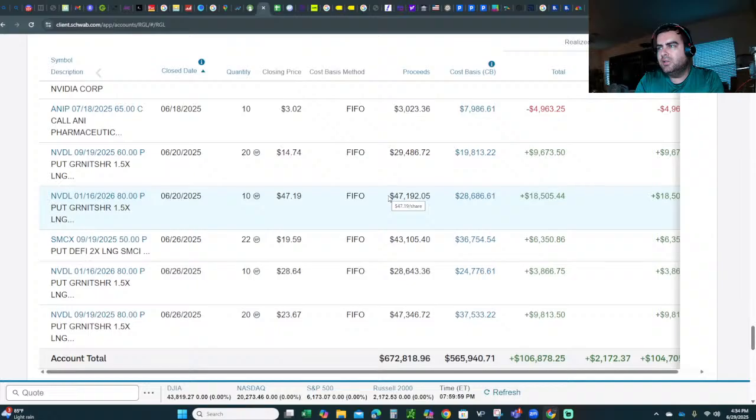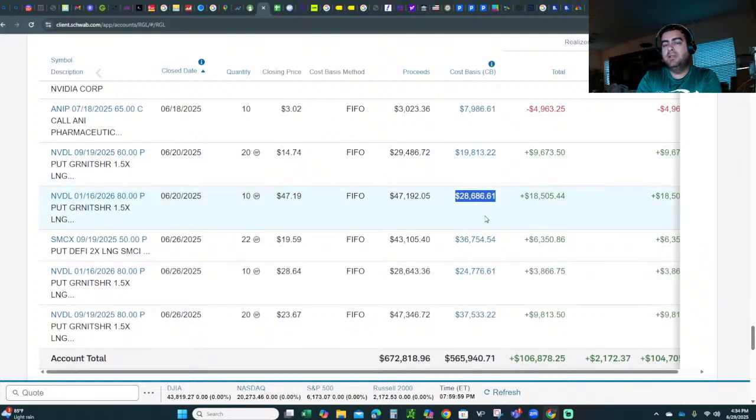Now, what you'll notice is, I collected this much in premium for selling to open, and then I bought back because Nvidia had a great week. It had an absolutely great week, and the leveraged ETF NVDL did even better. So when I saw I was sitting on this, I said, I don't want this to fluctuate. I don't want to let this gain go. So I went ahead and realized the gain, bought it back at the much lower price, and then I turned around and sold back into it at almost the same amount.